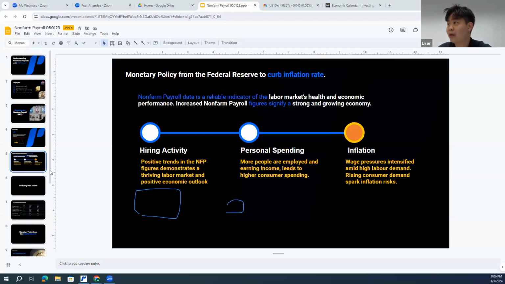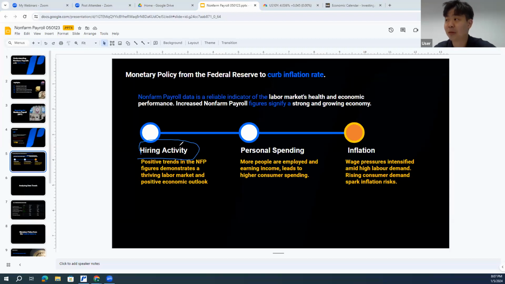Okay, so now I will let you have a brief understanding of the relationship between the NFP and the trend for the US dollar. This is a keynote for new traders. You need to understand that non-farm payroll should be considered as one of the jobs data in the United States. If NFP is very good, it means that the hiring activity in the United States is very good, so a lot of people are getting jobs.